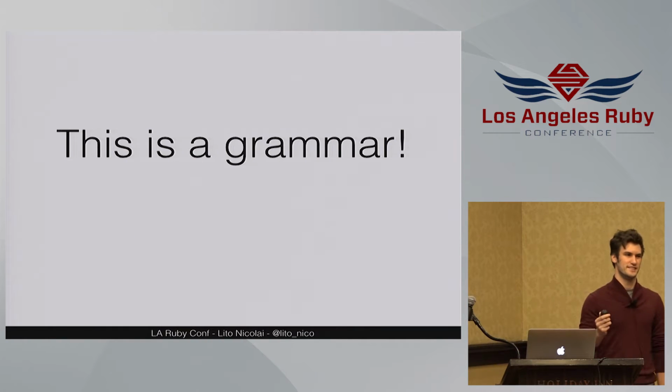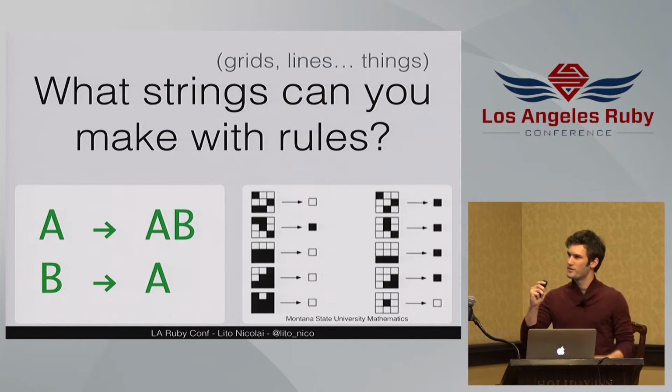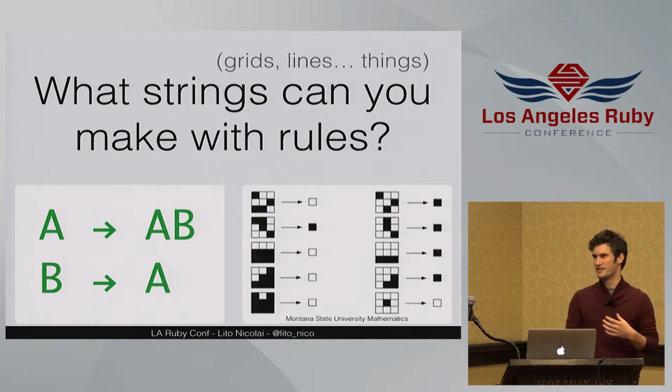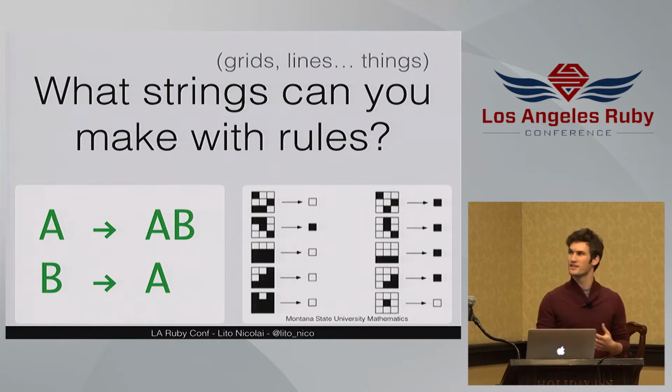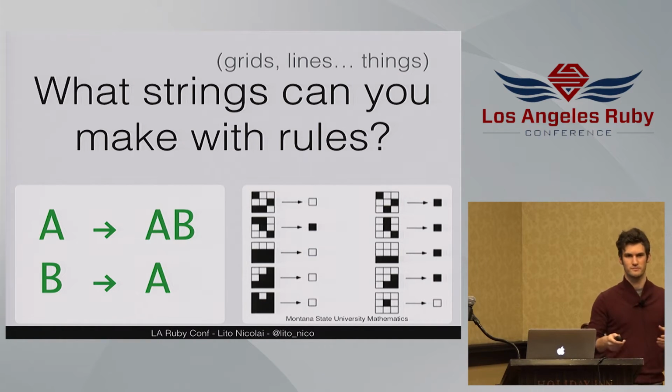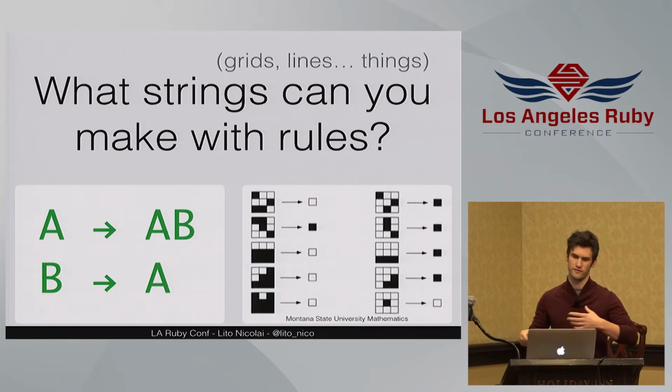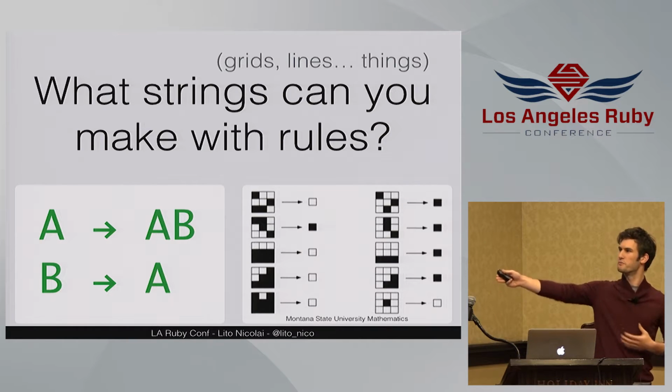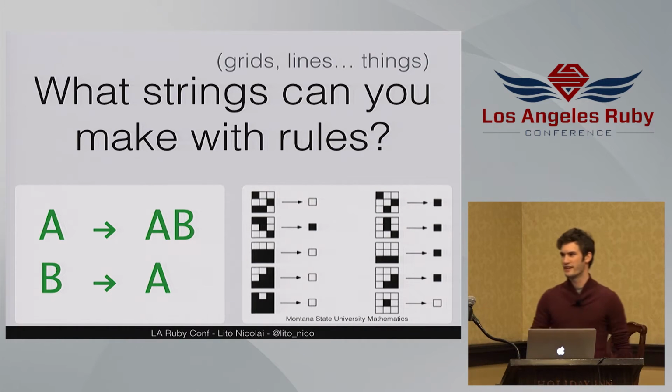But what is a grammar, actually? The simplest and easiest definition of a grammar is what strings, or like grids or lines or things, can you make with rules, with any rules. The rules can be of the form, these cells get replaced in the game of life. They can be like the production rules of an L system.